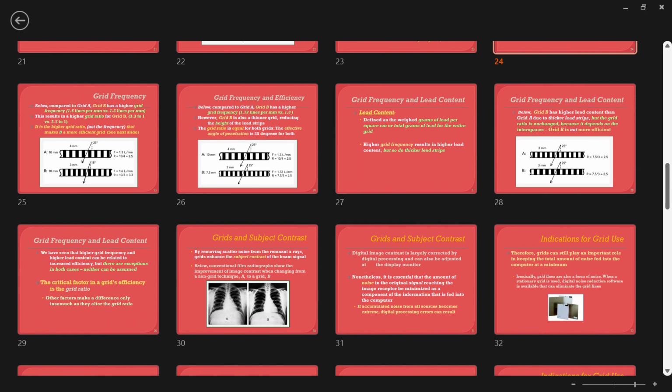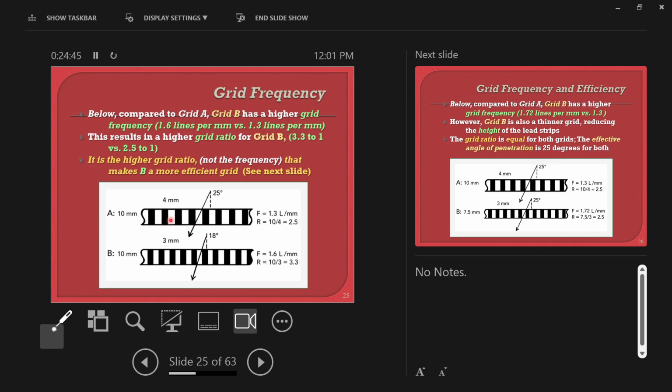So a couple examples here with frequency. Okay, these two show grids that are 10 millimeters tall. Both of these are 10 millimeters tall, but there's 4 millimeter spacing between the strips on A, and 3 millimeter spacing on B. B is going to have a bigger ratio, right? The width of the strips is relatively narrower compared to the height. So the ratio is going to be higher for B, but that's not the point here. The point is there's a number of these per millimeter, 1.6 lines per millimeter versus 1.3 lines per millimeter.